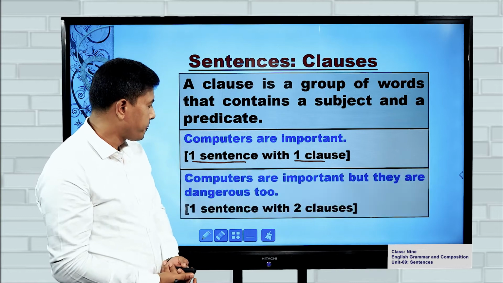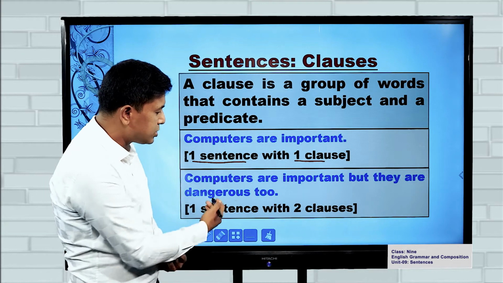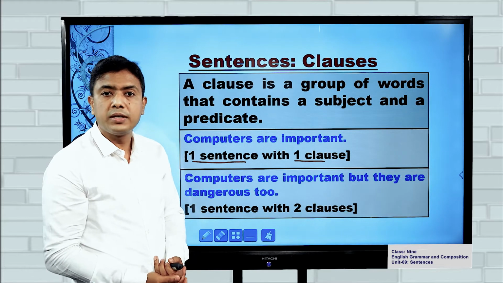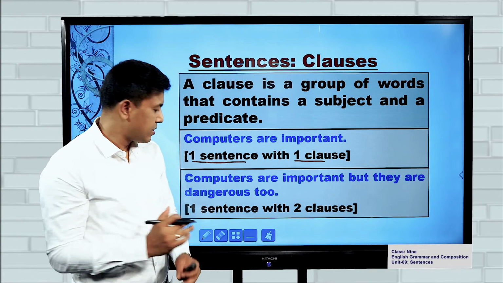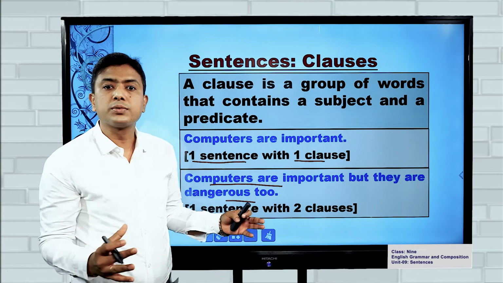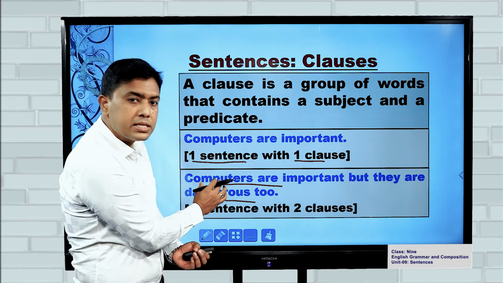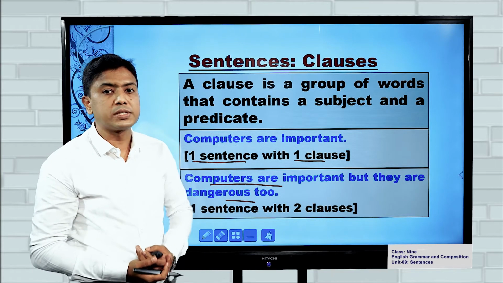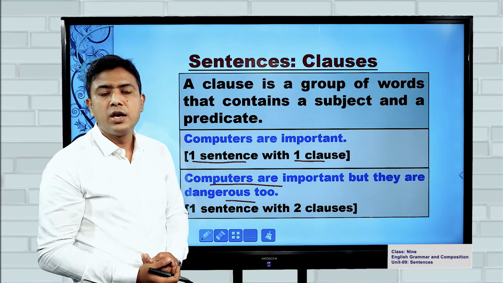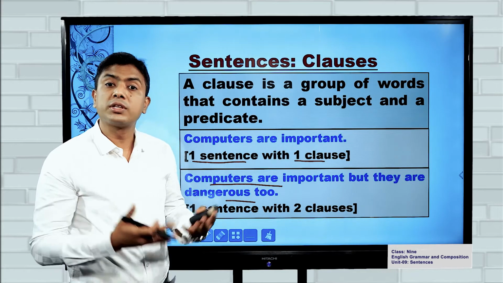Second example, computers are important, but they are dangerous too. We can see it is one single sentence, but two clauses. Now, if you look at this sentence carefully, there are in fact two sentences. For example, computers are important and they are dangerous too. These are two sentences, but when we combine two sentences, we don't say this sentence has two sentences. Instead, we say this bigger sentence contains two clauses. So we can say a sentence can have one clause or more than one clause.